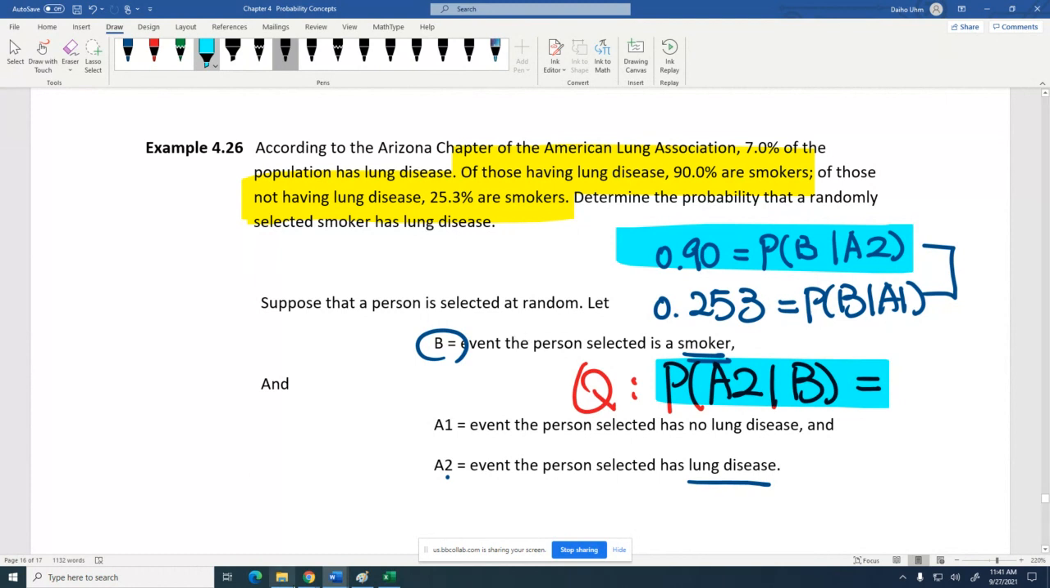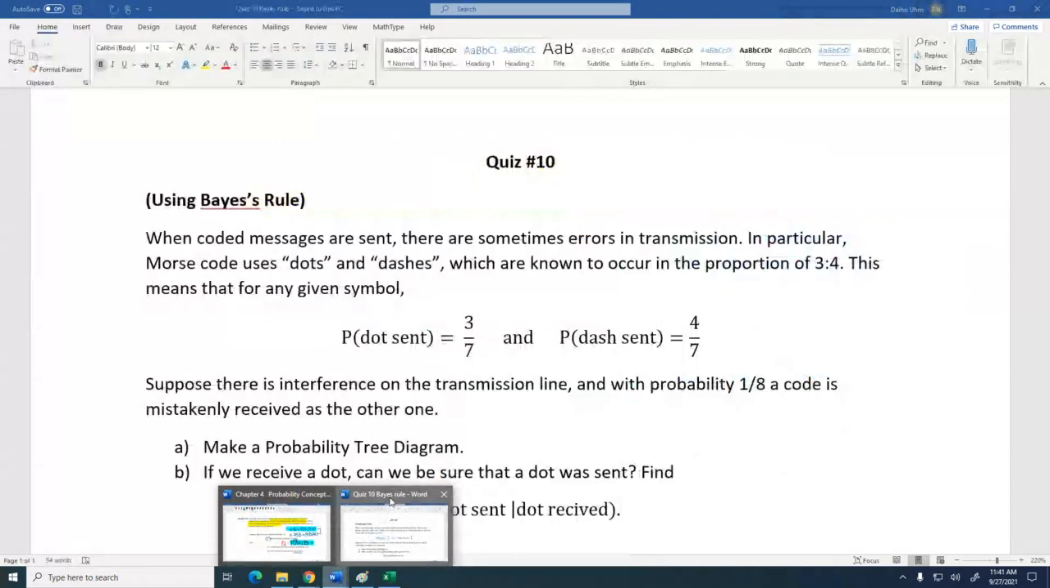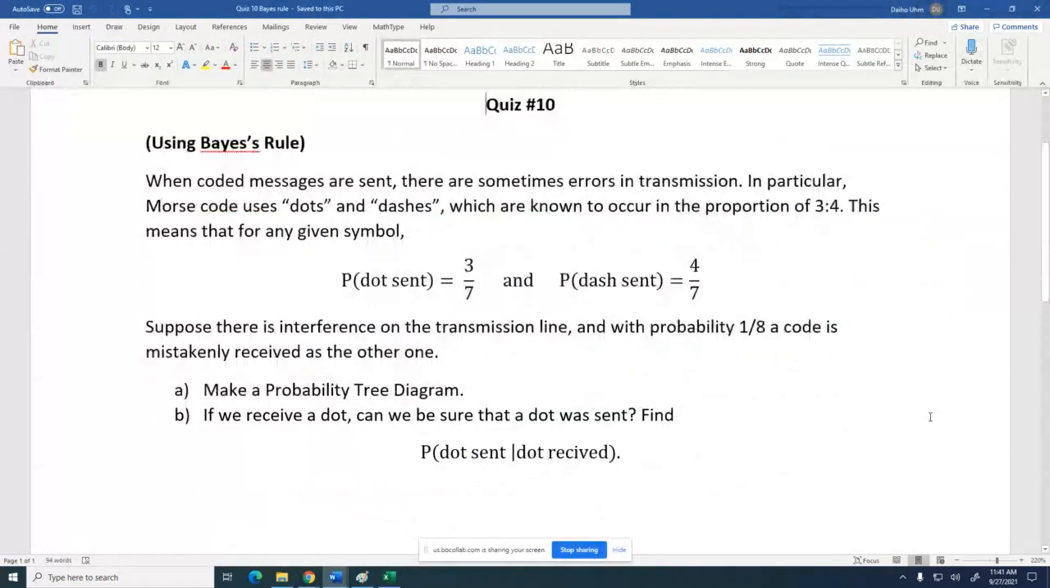I'm so sorry. It's boring. So here's a homework. I'm sorry, the quiz number 10. Try it. You don't have part A. Why don't you make the tree? Please. Here's the paper. Do you need a paper? Okay. Here's the paper. Please make the tree first, and take the conditional probability.